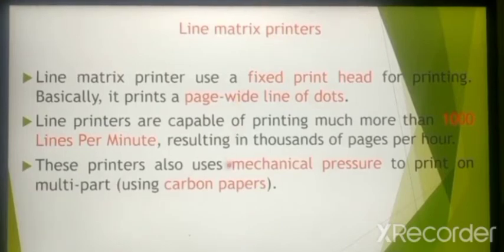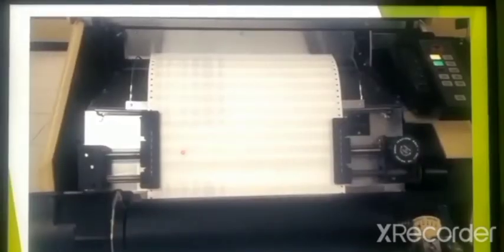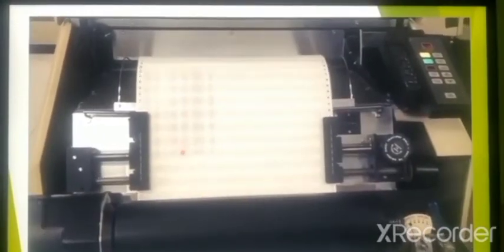So here also we are using that same mechanism of dot matrix, mechanical pressure. When we give mechanical pressure on the fixed print head, with the help of carbon papers, it can print the information on the papers. So by using this printer, we can print more than 1000 lines per minute. So we can print more papers per day and per hour. In olden days, most of the offices, schools, and colleges used this type of printer. This is the image of a line matrix printer.